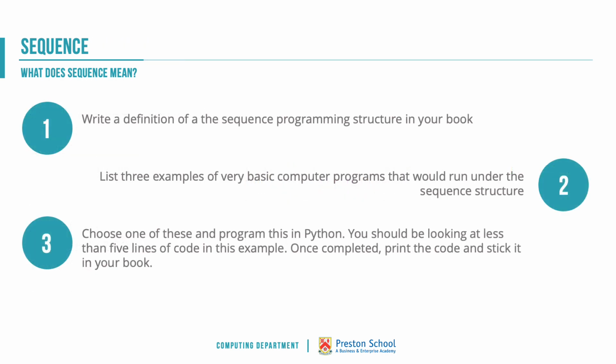So pause the video at this point. I'd like you to make sure that you've got a definition of sequencing down. I'd like you to list three examples of computer programs that might use sequencing. Now to do that, I would probably use OCR exam reference language. Write a basic program that uses sequencing, then choose one of those and create that in Python. If you're using a book at the moment, you could print that off and annotate it. If not, just make sure you get the computer program in. So pause the video and undertake activities 1, 2, and 3.